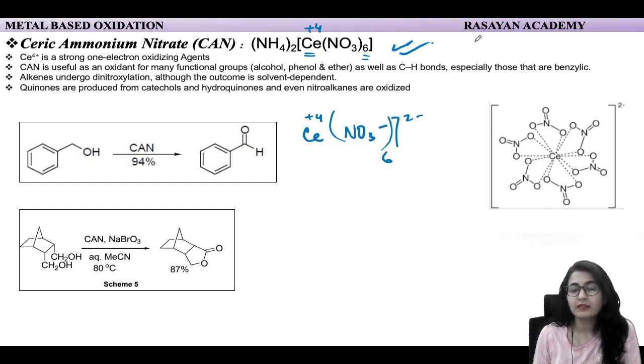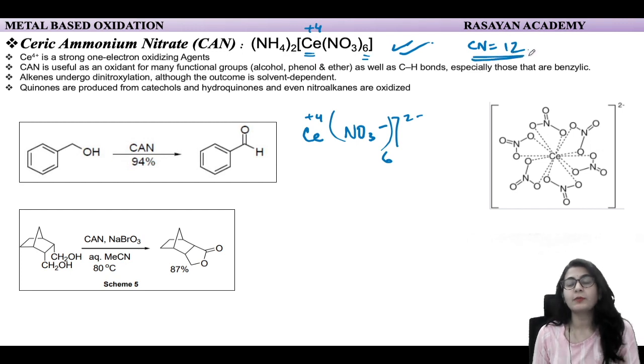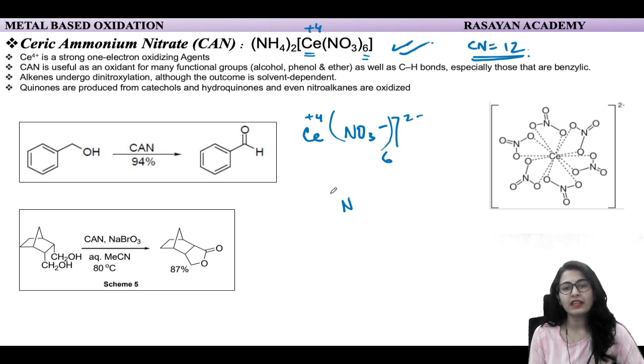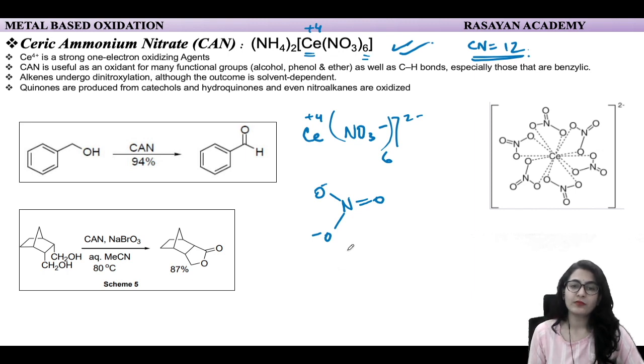Often a question is asked about this, that what is the coordination number of cerium over here? The coordination number of cerium is not 6, even though it looks like the nitrates are 6, so it should be 6, but it is 12. The coordination number of cerium is 12. Why? Because the nitrate, very rarely this happens, that any ligand like this, which usually works as a monodentate ligand, would behave as a bidentate ligand.